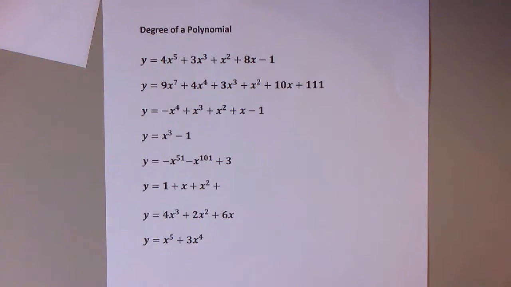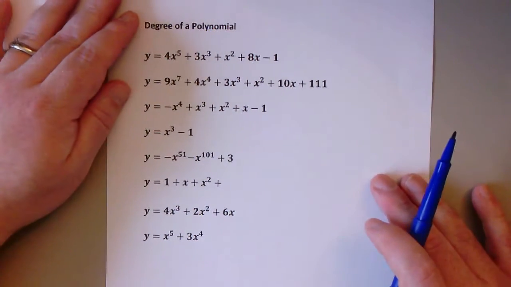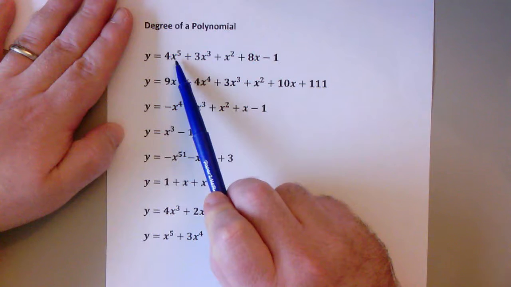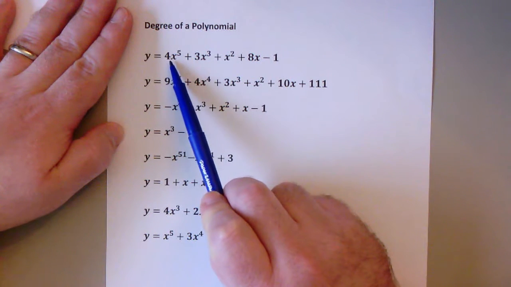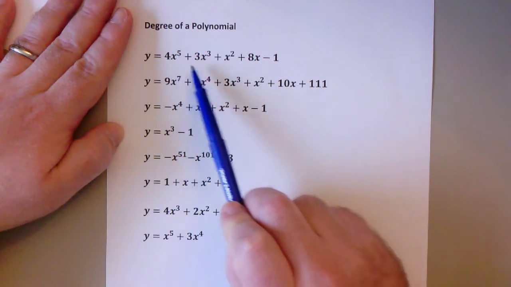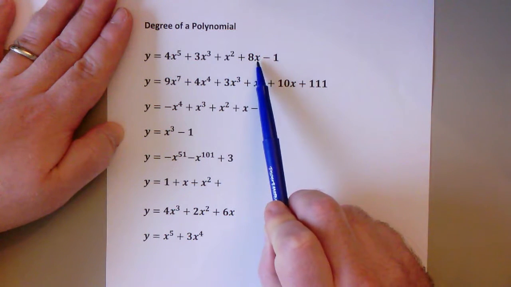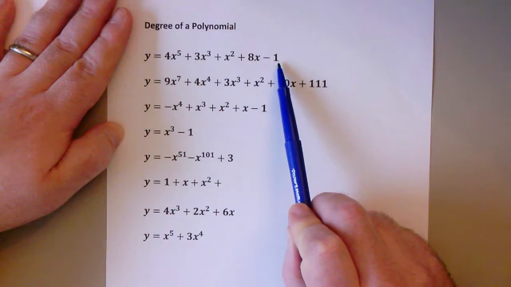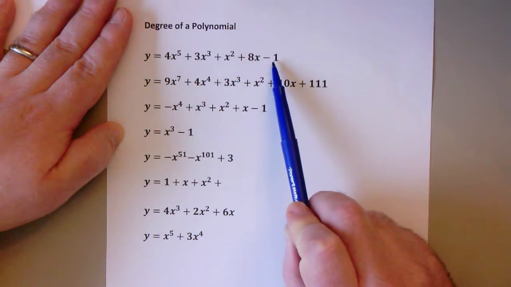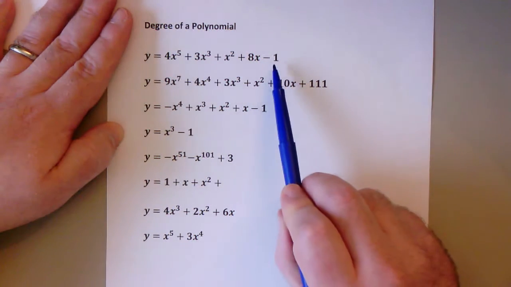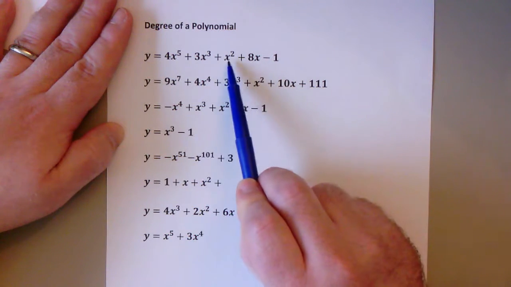So the degree of a polynomial comes from the largest monomial degree. So this monomial is degree 5, this monomial is degree 3, this monomial is degree 2, this monomial is degree 1, and this monomial is degree 0, which makes it a constant term. Okay, so our constant term will not have the variable.